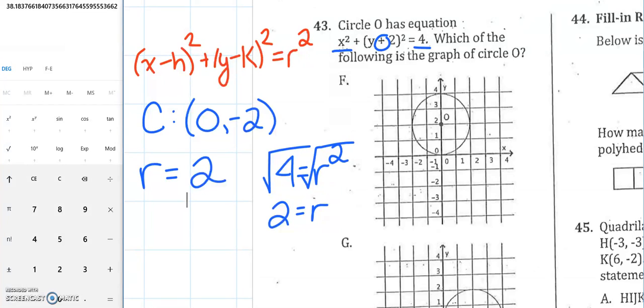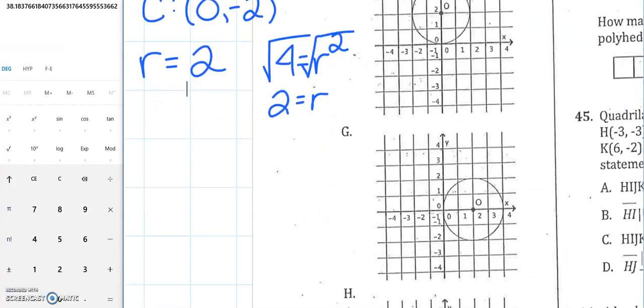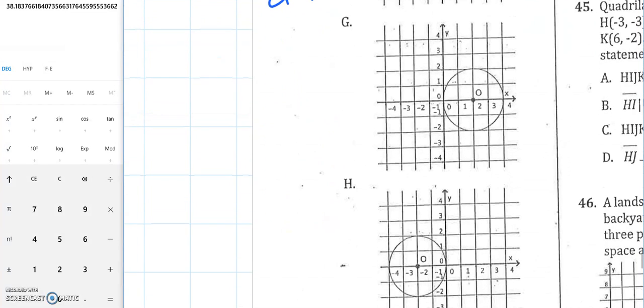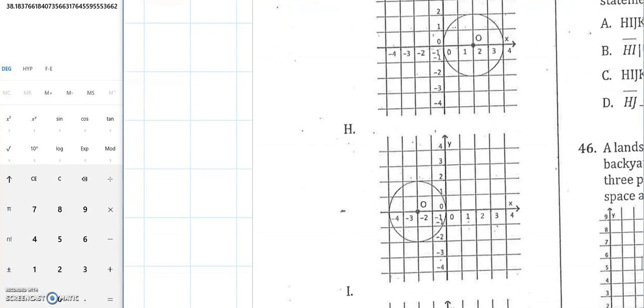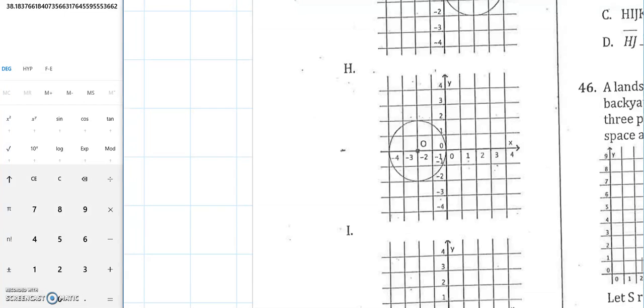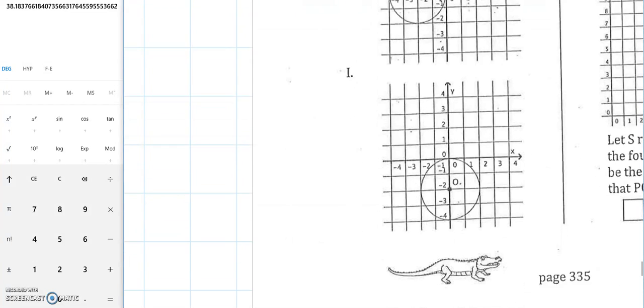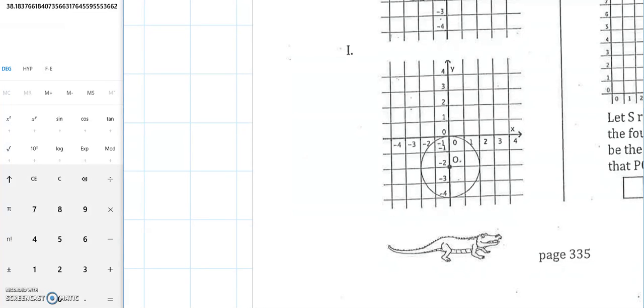Okay, so it's not choice F because the center is at 0, +2, so that's not it. Choice G, the center is at 2, 0, so that's not it. H is at -2, 0, so that's not it. Okay, and now I has a center of 0, -2, and the radius, if I count the boxes, 1, 2, is a radius of 2, so that's going to be our choice.